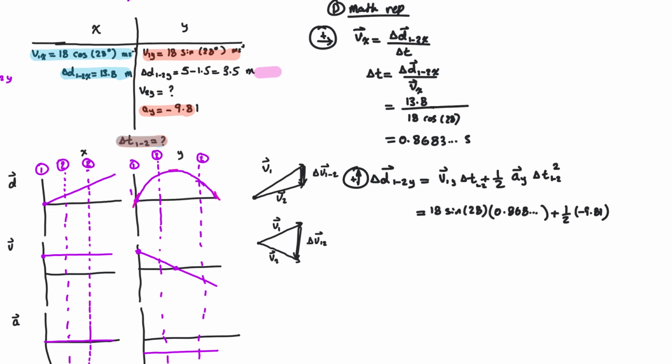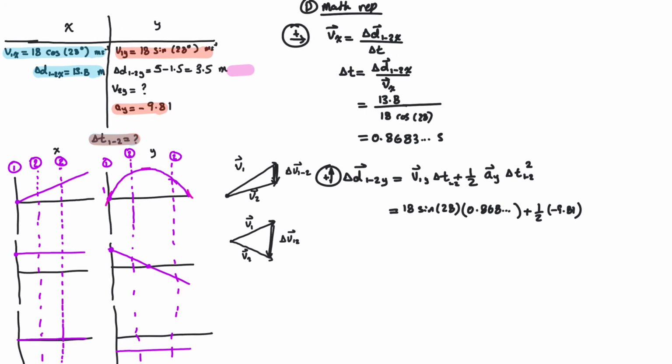I'm running out of space here, so I'm just going to move a little bit in this direction. And the time is going to be 0.868. Again, I'm using the exact value from my calculator and not the rounded values. Alright, here I forgot the square sign, so I will put that, and then I will get 3.639 as my final answer.